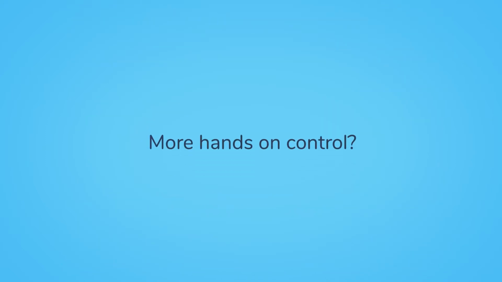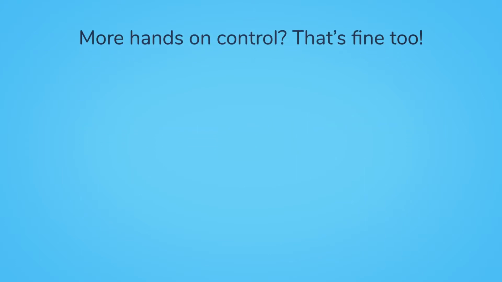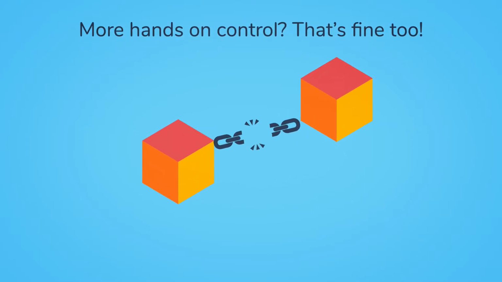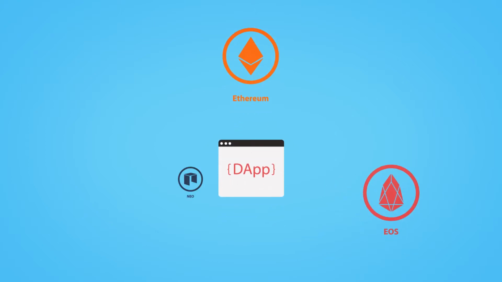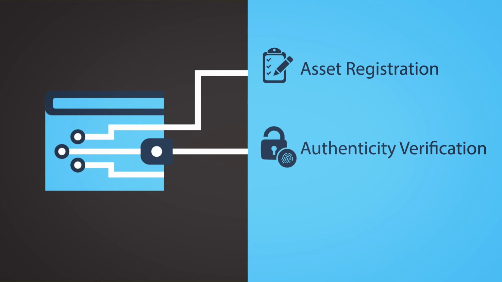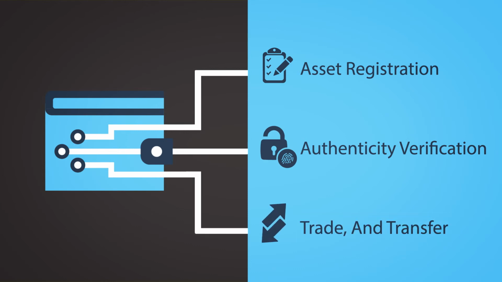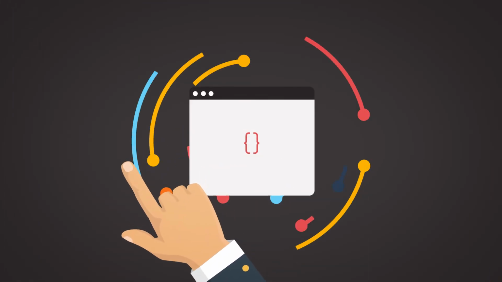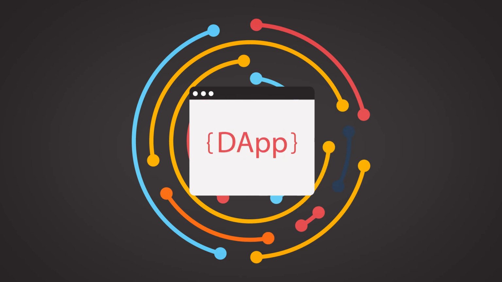If you want more hands-on control, that's fine too, because UDAP has no blockchain lock-in, thus allowing you to move your Dapp among blockchain infrastructures like Ethereum, EOS, and NEO. We also have a unique universal asset wallet that enables asset registration, authenticity verification, trade, and transfer at the tip of your fingers to help make light work of your Dapps as it evolves.